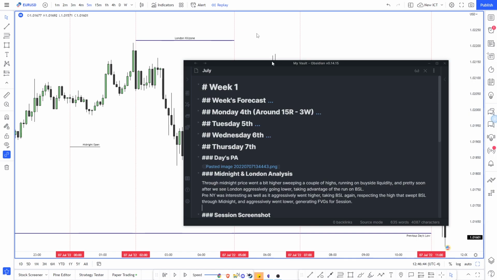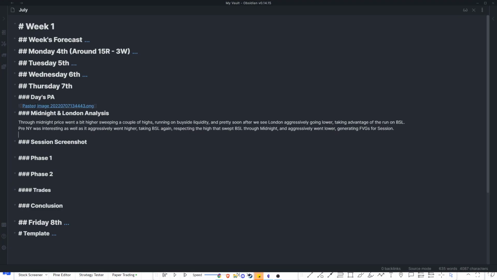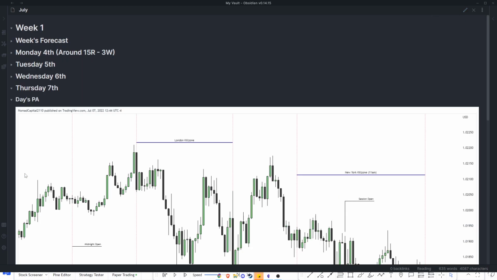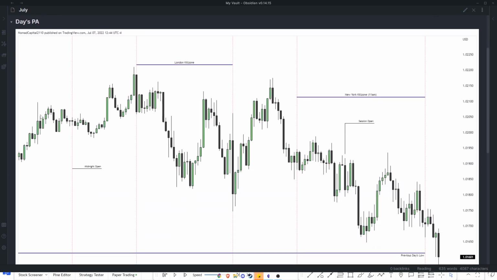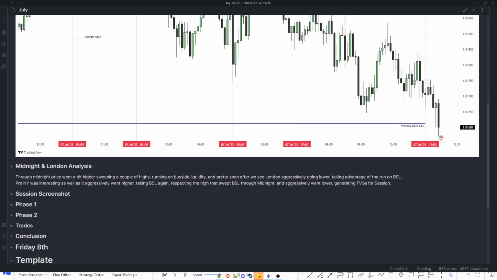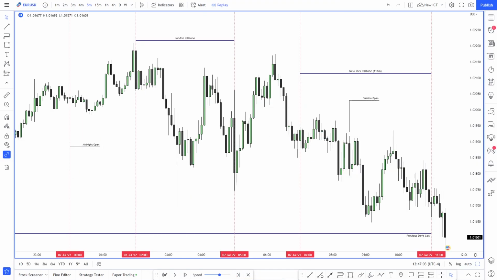So what I do is I show the day's price action. As you can see here, this is the price action, which is what I currently have on the charts. Then I explain what happened through midnight in London. Then the session screenshot, explaining phase 1, phase 2, the trades that occurred, and then the conclusion, right?